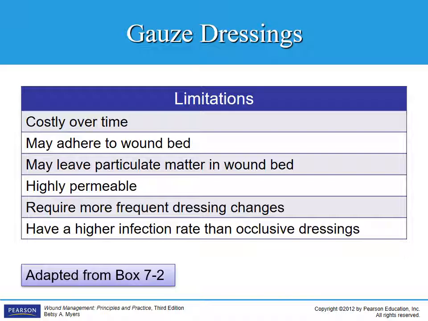So especially if you're using gauze in the perianal area, it's not going to control urine or stool or anything from getting in the wound. It requires more frequent dressing changes because, again, highly permeable. Everything's going to get into it. And you will have a higher infection rate with a gauze dressing than you would with an occlusive dressing. Again, everything's going to get into it.